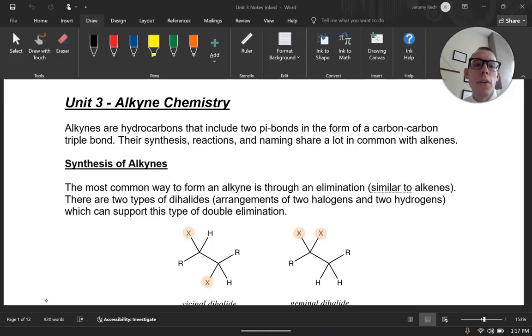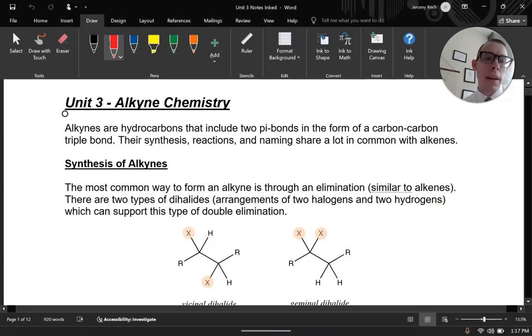So jumping into our notes for Unit 3 and alkyne chemistry, alkynes are going to be hydrocarbons, meaning we're going to have carbons and hydrogens that have two carbons which are triple bonded. We're going to talk a lot about their synthesis and then reactions with them. And we'll see that they share a lot of similarities with alkenes, the double bond alternative. So one of the first things we want to talk about is how do we make them?